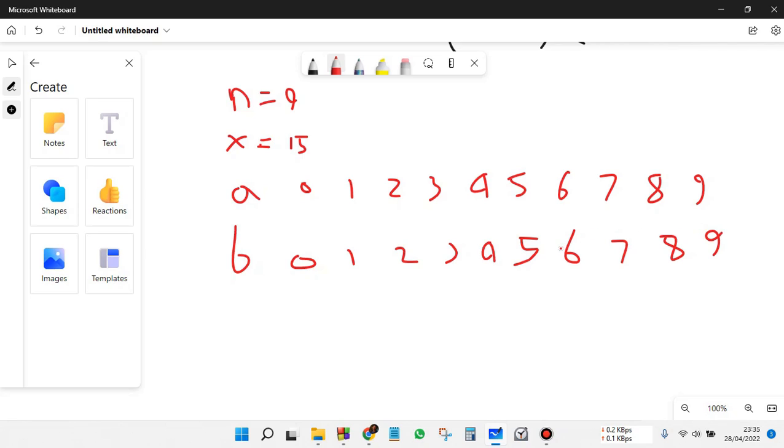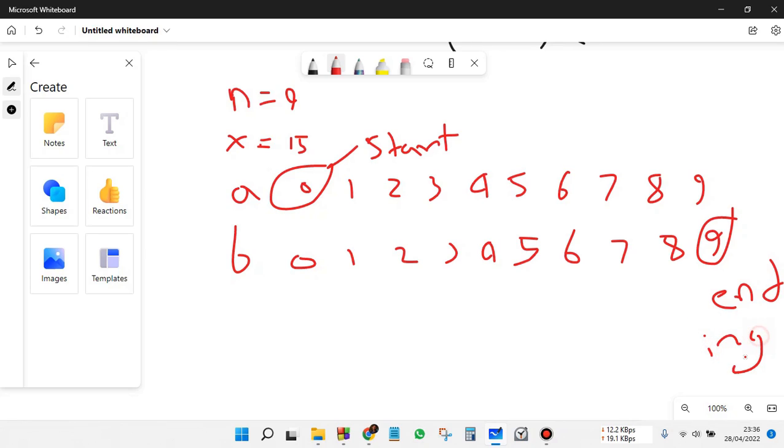Now, for solving the problem, I use the two pointer method. You know that two pointer method works using just only two points. Suppose in this problem, one point is the initial start point, and this is the ending point.